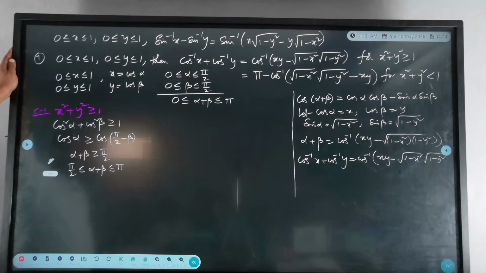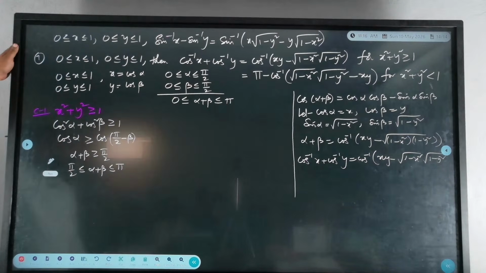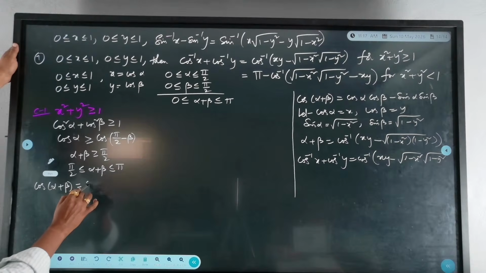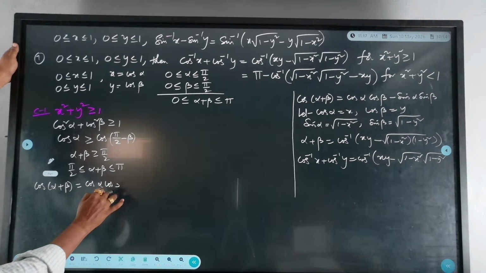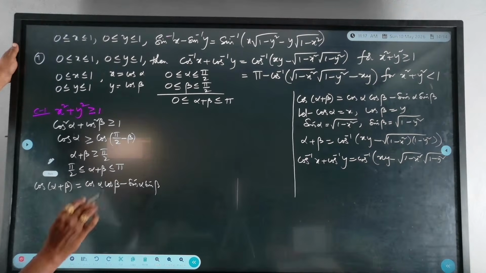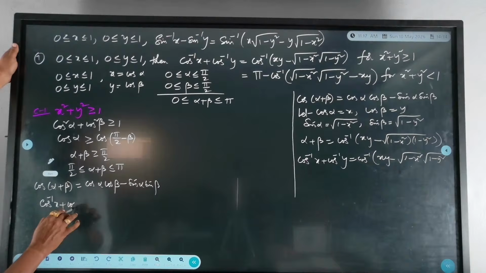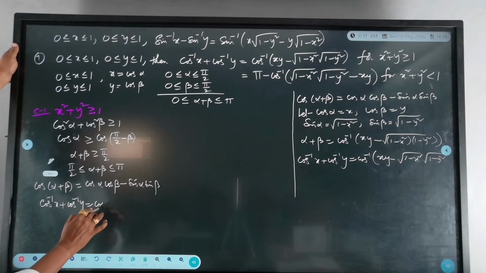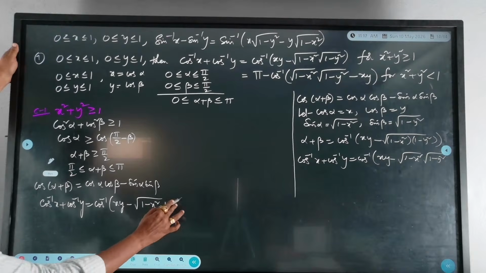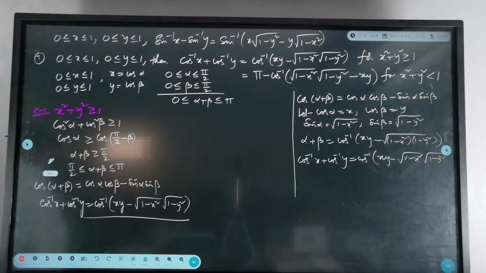So it is within 0 to pi by 2 here. Therefore, if we directly take cos of alpha plus beta, it is cos alpha cos beta minus sin alpha sin beta. So directly we can write the formula: cos inverse x plus cos inverse y is equal to cos inverse of xy minus root 1 minus x square root 1 minus y square. Then we will do case 2.